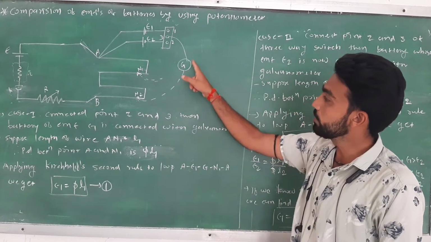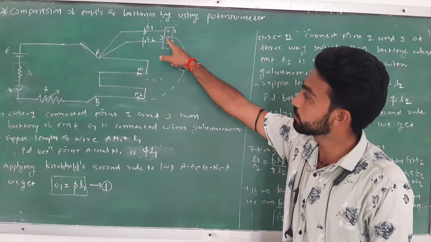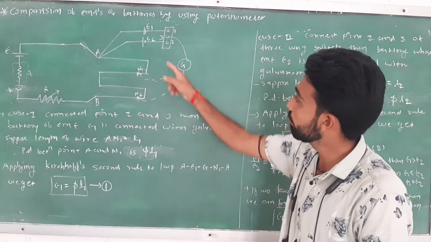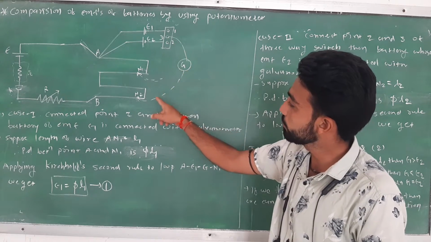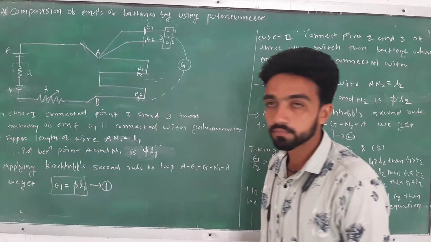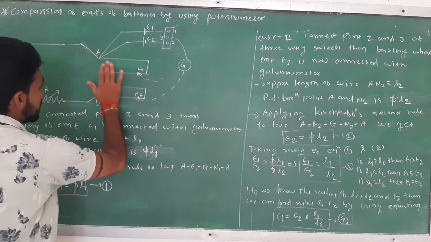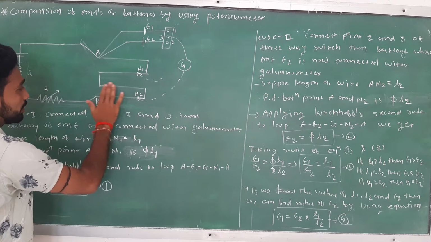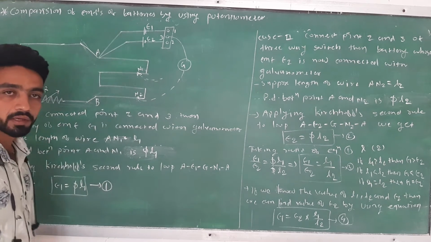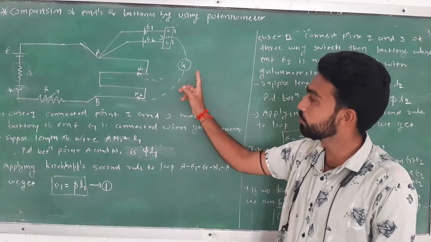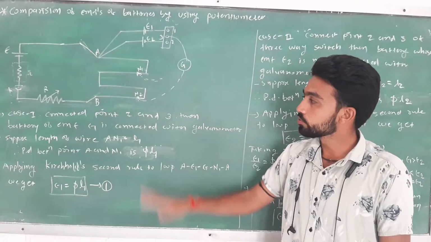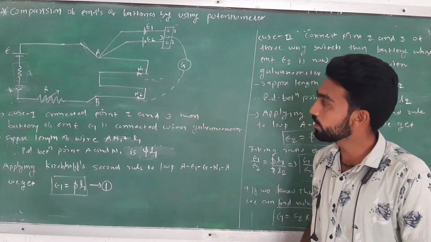The positive terminal of the galvanometer is connected at point 3 of the three-way switch, and the negative terminal is connected to the jockey. That jockey can be moved over the wire until you get the deflection in the galvanometer equal to 0. Okay, so this is the information about the circuit diagram.